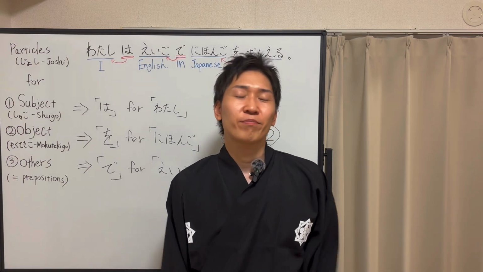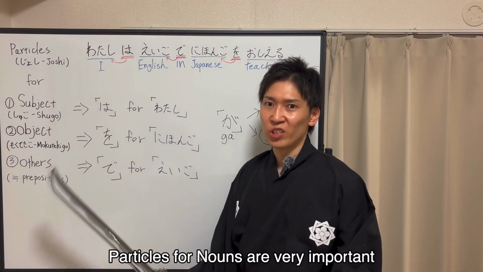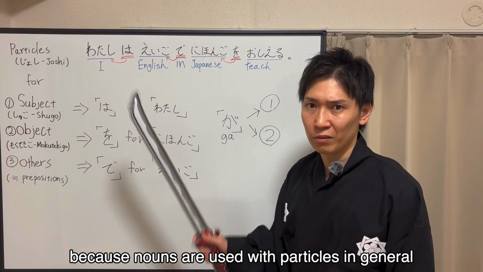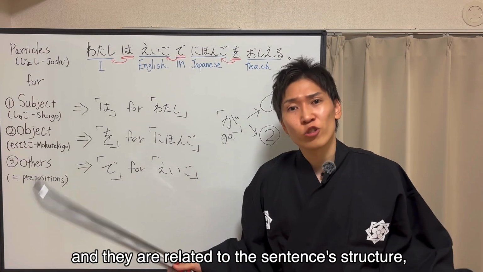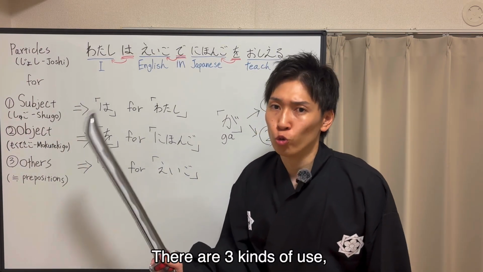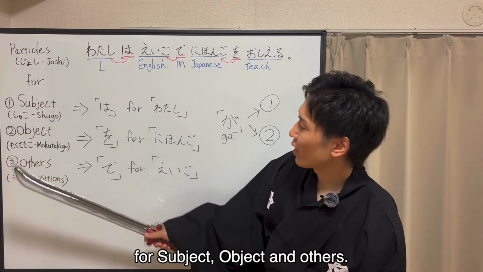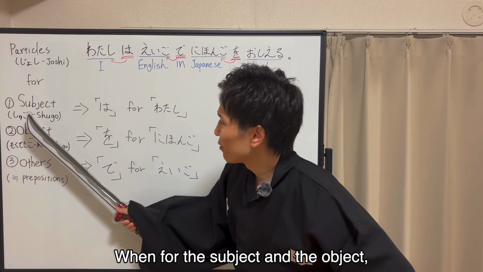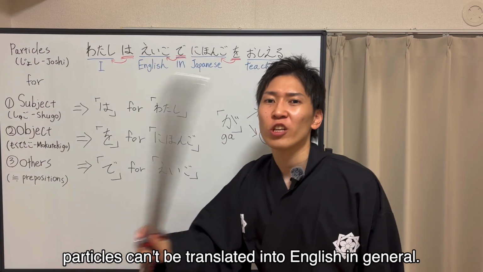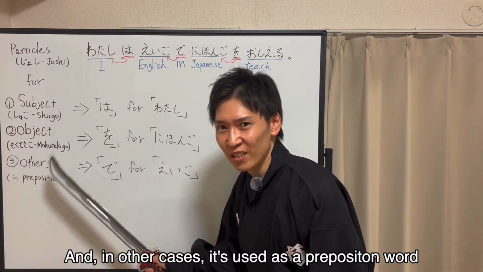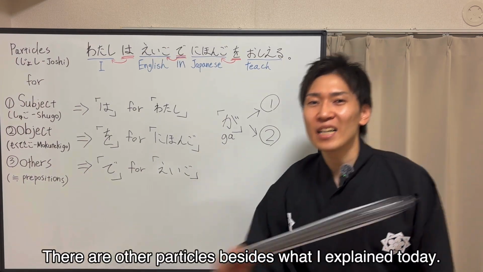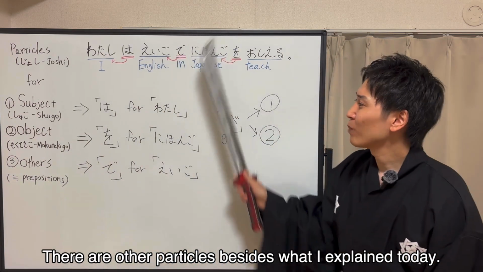Okay, today's summary. Particles for nouns are very important because nouns are used with particles in general, and they are related to the sentence structure, the subject and object. And there are 3 kinds of use: for subject, object, and others. For the subject and object, particles cannot be translated into English in general. And in other cases, it's used as a preposition word in many cases. And there are other particles besides what I explained today.